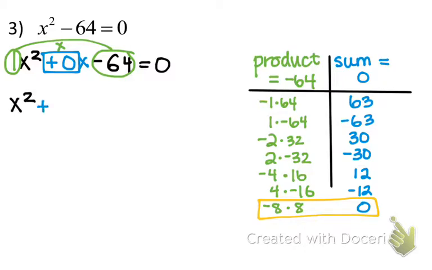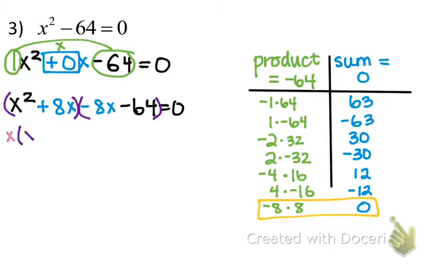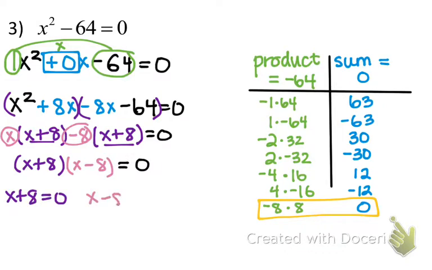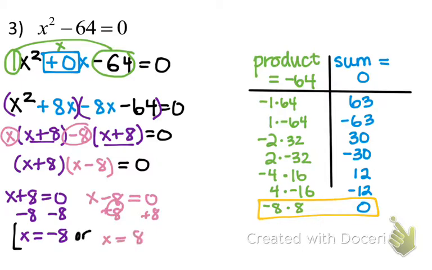So we rewrite our expression by replacing our b term with our two factors from this list. Minus 8x plus 8x is minus 64 is equal to 0. Now we group our first two. Out of our first two terms, we can factor out an x. The second two terms, we can factor out a negative 8. So our two factors become x plus 8 and x minus 8 is equal to 0. Set each of these equal to 0 and then solve. So x is equal to negative 8 and x is equal to positive 8.